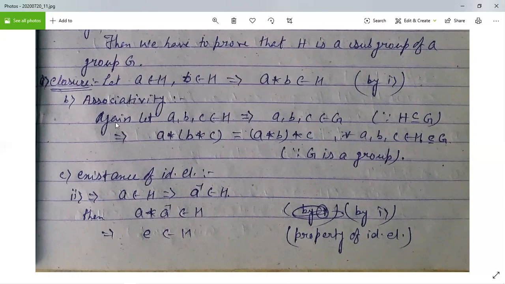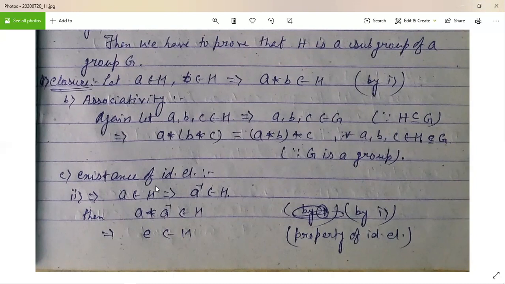Next one is the associativity. Again, let a, b, c belong to H implies that a, b, c belong to G, since H is a subset of G, and this implies that (a star b) star c equals a star (b star c) for all a, b, c belonging to H, which is a subset of G. This is because G is a group, and in any group, associativity holds good. Therefore, associativity holds in H also.